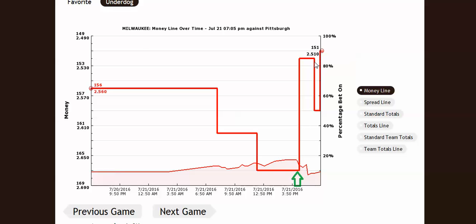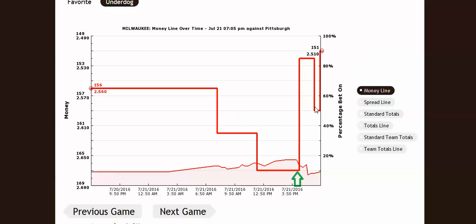I don't really know how to read that. All I know is I've heard that you want to look at these lines closer to the start of the game. Like right now we're at 3:50 p.m., and it starts at when? Yeah, it starts at 4:05. So we have about 15 minutes till game time. And what we notice is that, relatively close, there was a huge sharp line movement in favor of the Milwaukee Brewers.